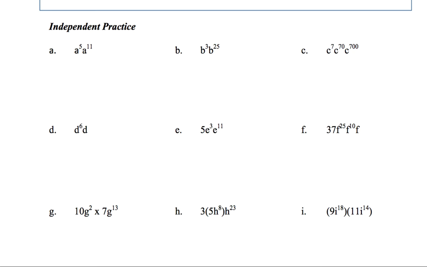Let's jump down and look at letter E. So we have 5e to the 3rd power times e to the 11th power. Well, the 5 is just going to stay a 5. And then e will be 14, 3 plus 11. Those elephants are going to join up. There's 14 elephants.